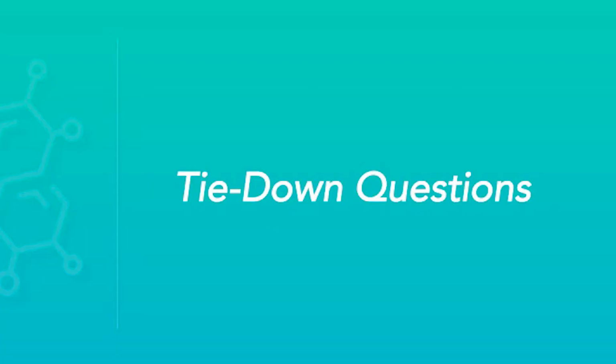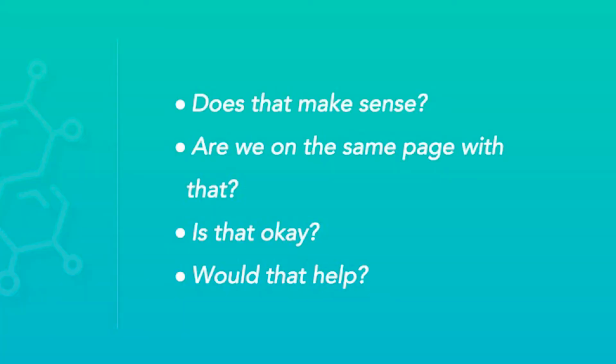They're simple queries you can use to gauge if the prospect understands you, agrees, or has questions or concerns. So things like, does that make sense? Are we on the same page with that? Is that okay? Would that help? You may recognize some of these from our Connect call, but you'll definitely see them throughout the exploratory call structure.